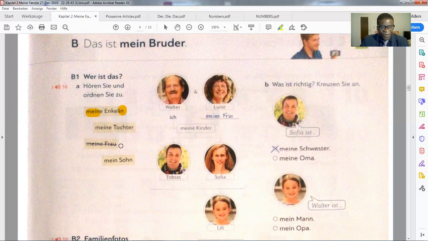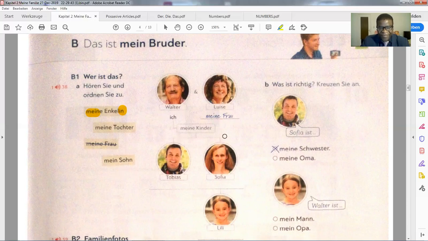Super. Here we go. Meine Tochter, you know this. Meine Frau, Frau is wife or woman. Mein Sohn, Sohn is son, also without E, because of der, masculine. So, Walter, Luise, meine Frau, meine Kinder. Okay, so there are some arrows here.